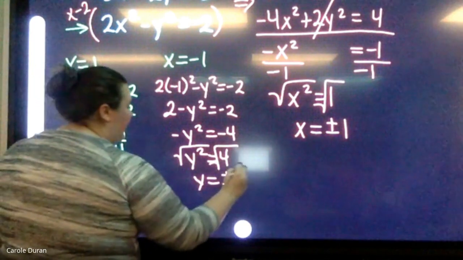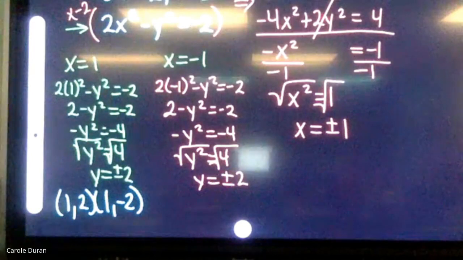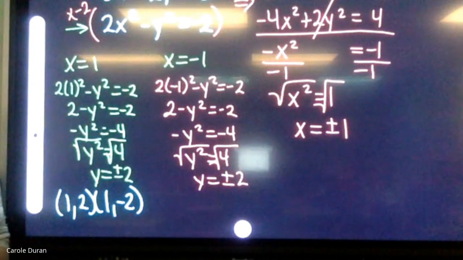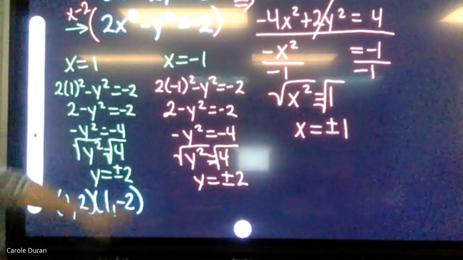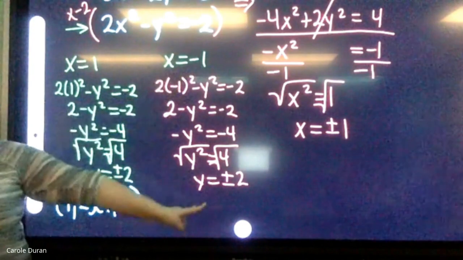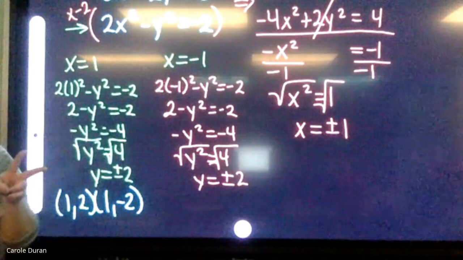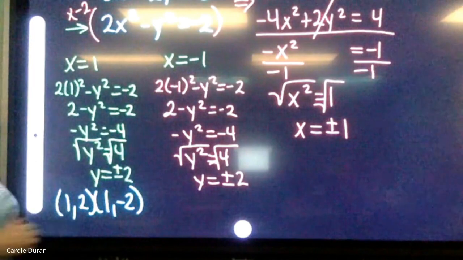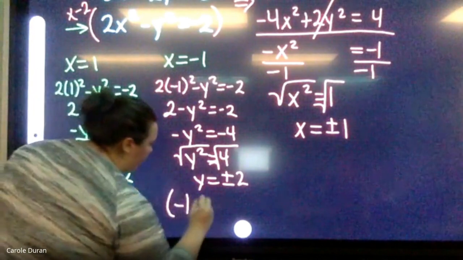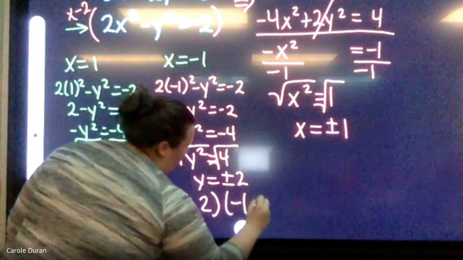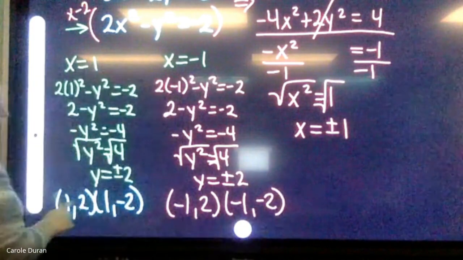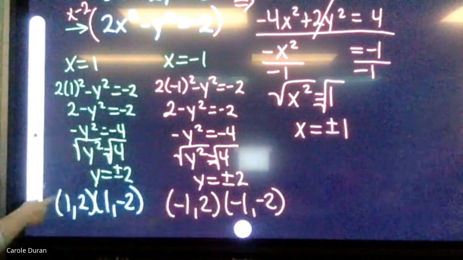And I again get that y is equal to plus and minus 2, because the square root of 4 is positive 2 and negative 2. So when I plugged in negative 1, I got 2 y's, which indicates I have 2 points that have negative 1 as an x value. So I have negative 1, 2, and negative 1, negative 2. And then all 4 of these are my solution.